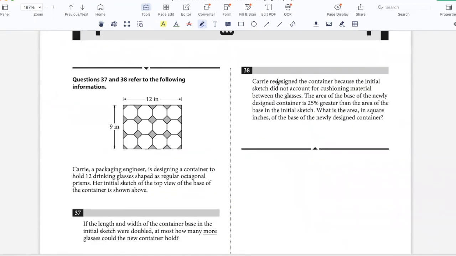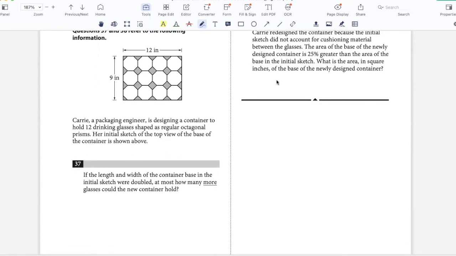Carrie, a packaging engineer, is designing a container to hold 12 drinking glasses shaped as regular octagonal prisms. Her initial sketch of the top view of the base of the container is shown above. If the length and width of the container base in the initial sketch were doubled, at most how many more glasses could the container hold? So the length and the width are doubled. It currently holds 12. And now it will be able to hold 12 times 4, 48. So how many more? 48 minus 12.